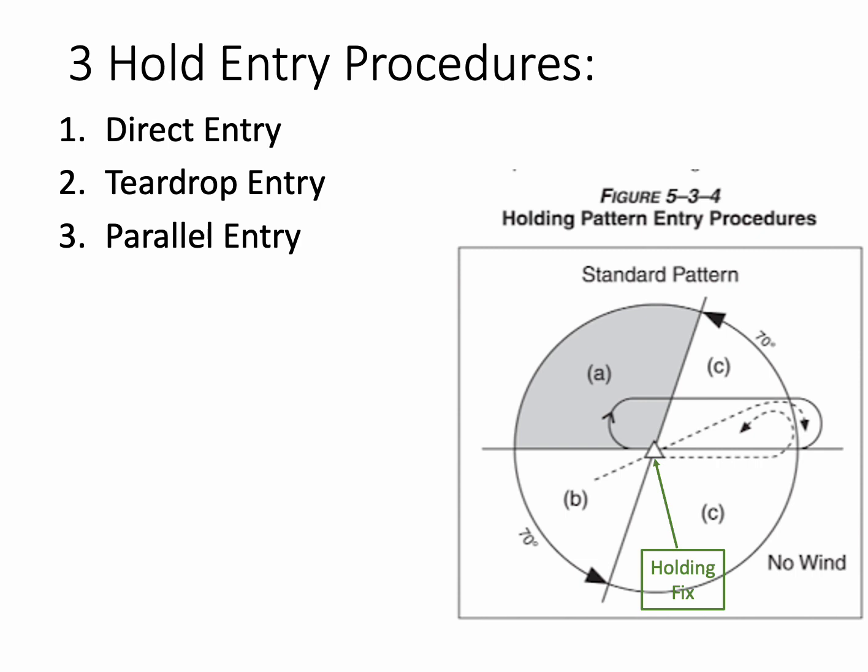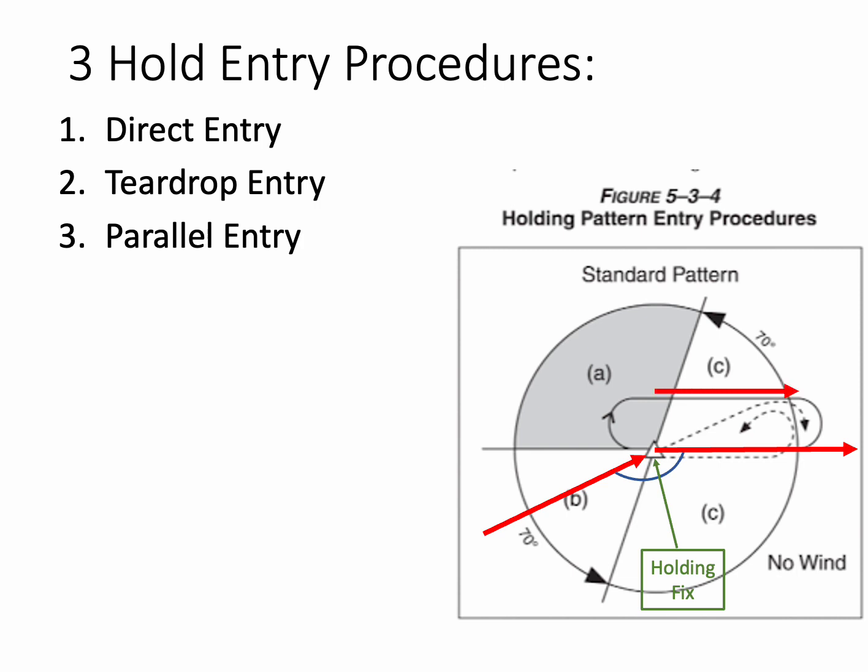There are 3 different hold entry procedures: direct entry, teardrop entry, and parallel entry. Once you have arrived at the holding fix, you will fly the hold entry procedure, which will always begin with a turn away from the holding fix. The proper hold entry procedure is determined by the angle created by 1, the heading to the holding fix, and 2, the direction of the airplane flying away from the holding fix.